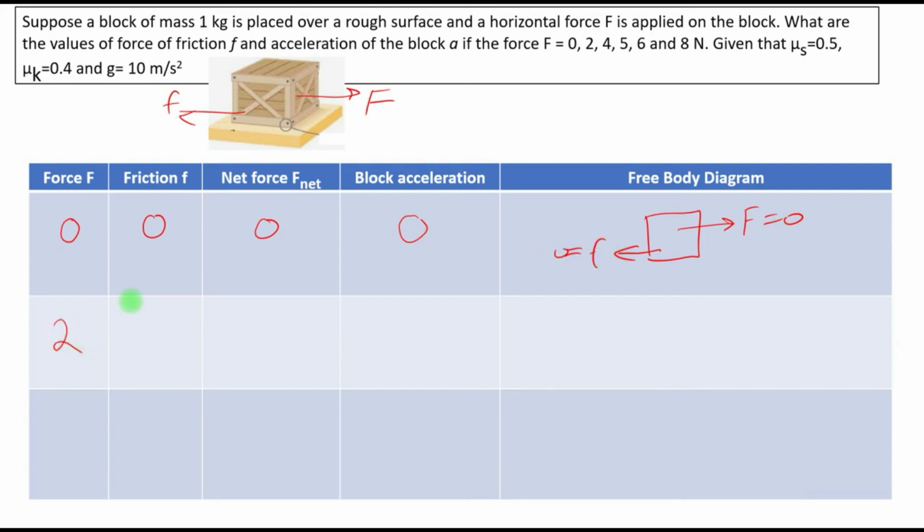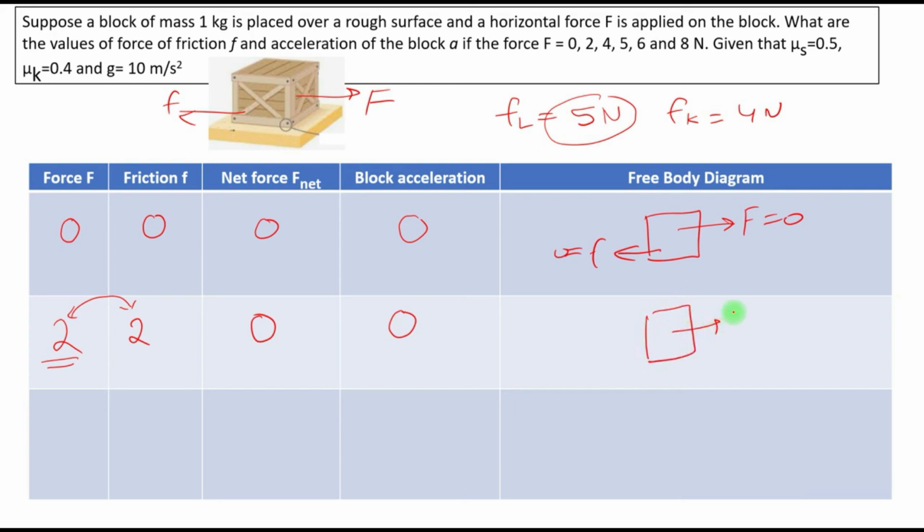Now we first have to check what is the maximum value of the static friction which is possible. In the previous slide we had seen that this value was 5 newtons and the kinetic value was 4 newtons. Now this 2 is less than the maximum possible value, which means the friction will be equal to the applied force. Friction will be 2 newtons. Consequently the net force is 0 and hence the block's acceleration is 0. In the free body diagram there will be a force of 2 newtons to the right and a friction of 2 newtons to the left.